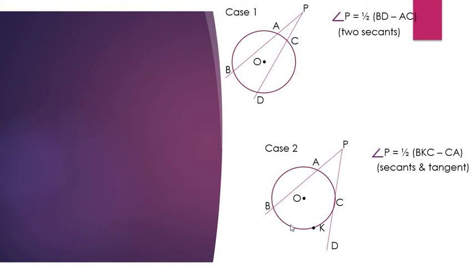So again, let's say this big arc is 50. Let's say this little arc is 20. We subtract those, we get 30. Half of 30 is 15, and so that would give us angle P.